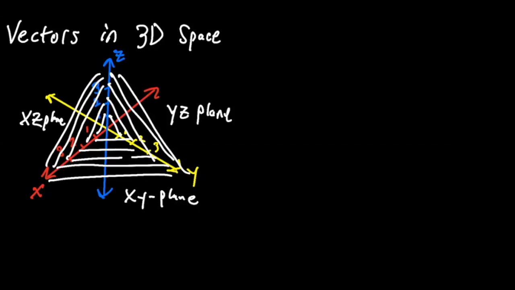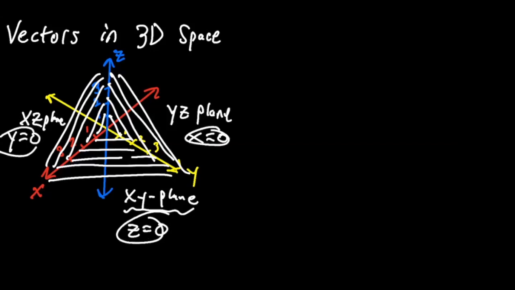We can represent planes with equations. And we can do that by first looking at the XY plane. The XY plane are all combinations of X and Y where Z equals 0. So the equation Z equals 0 gives us the plane that covers the XY plane. For the YZ plane, X equals 0. For the XZ plane, Y equals 0. So these are the equations for these planes.